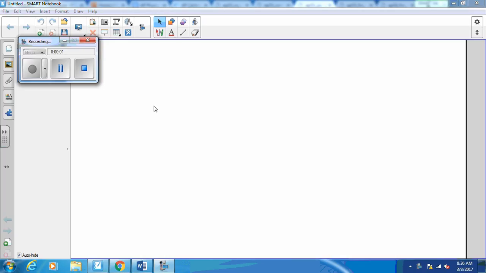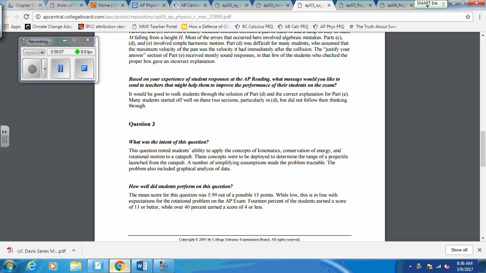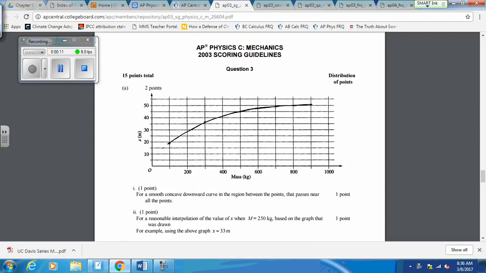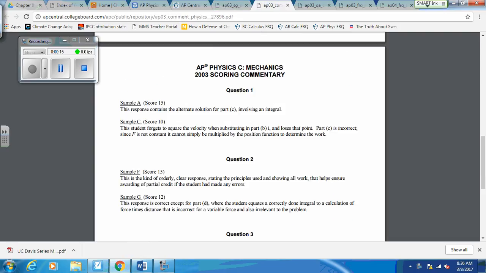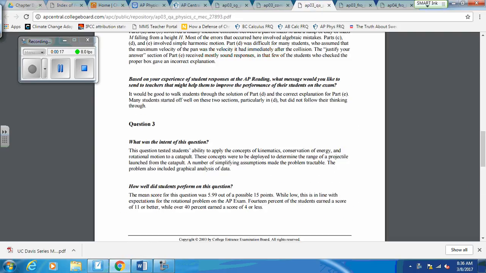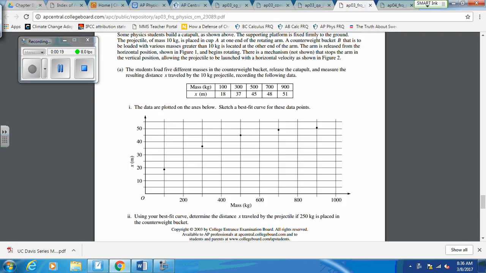So today we're going to be taking a look at a couple of the free-response questions from the 2000s. We have here 2003. Where's our question? There it is. Okay. So some physics students build a catapult as shown above.